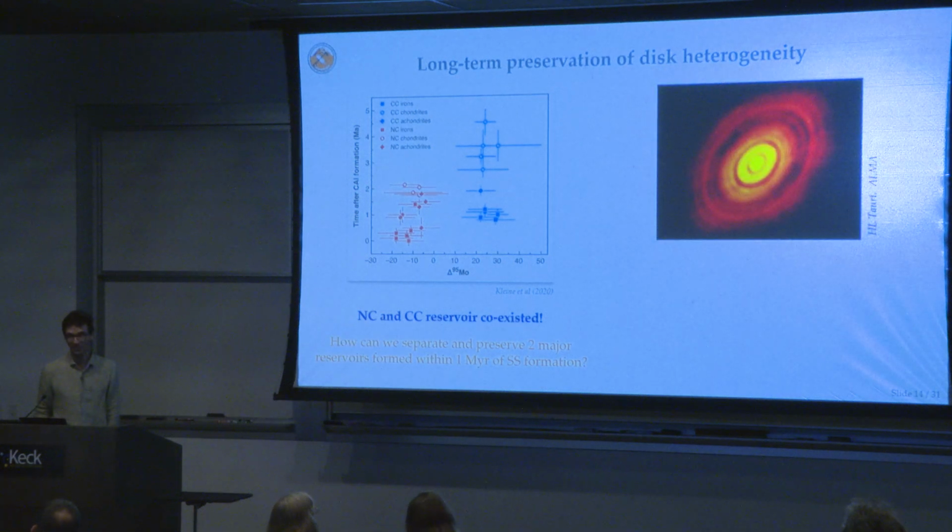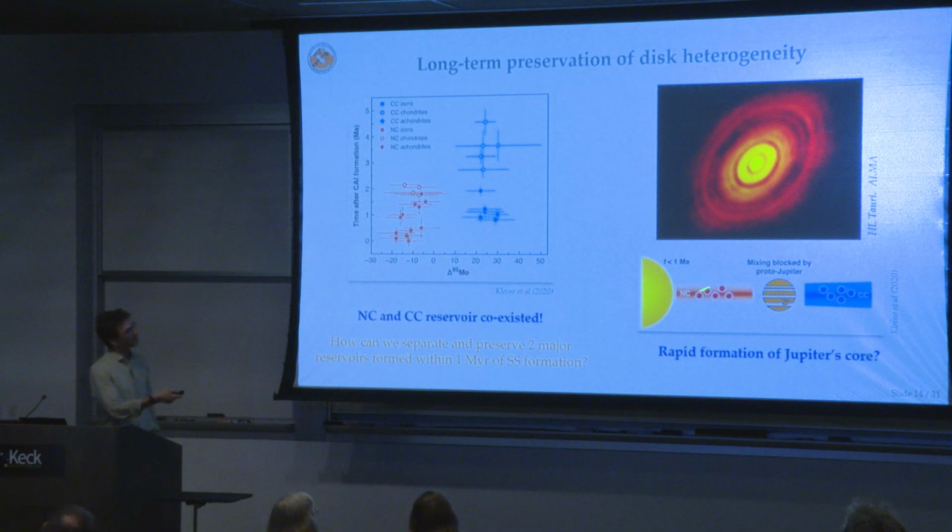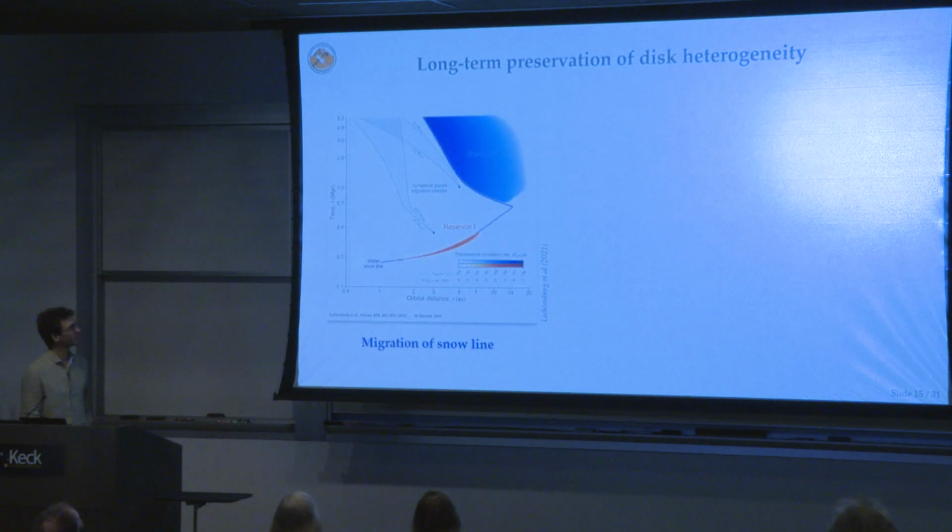If we go back to astronomy, we can get a hint. Remember the gaps in the disk that are being dug. The main hypothesis that has been proposed is that the early formation of Jupiter within 1 million years of the solar system formation has separated and then kept separated these two reservoirs from one another. It's not the only proposal that is out there. It is one of the favored ones, but there are alternative scenarios, something like the migration of a snow line that could explain the formation of these two reservoirs.